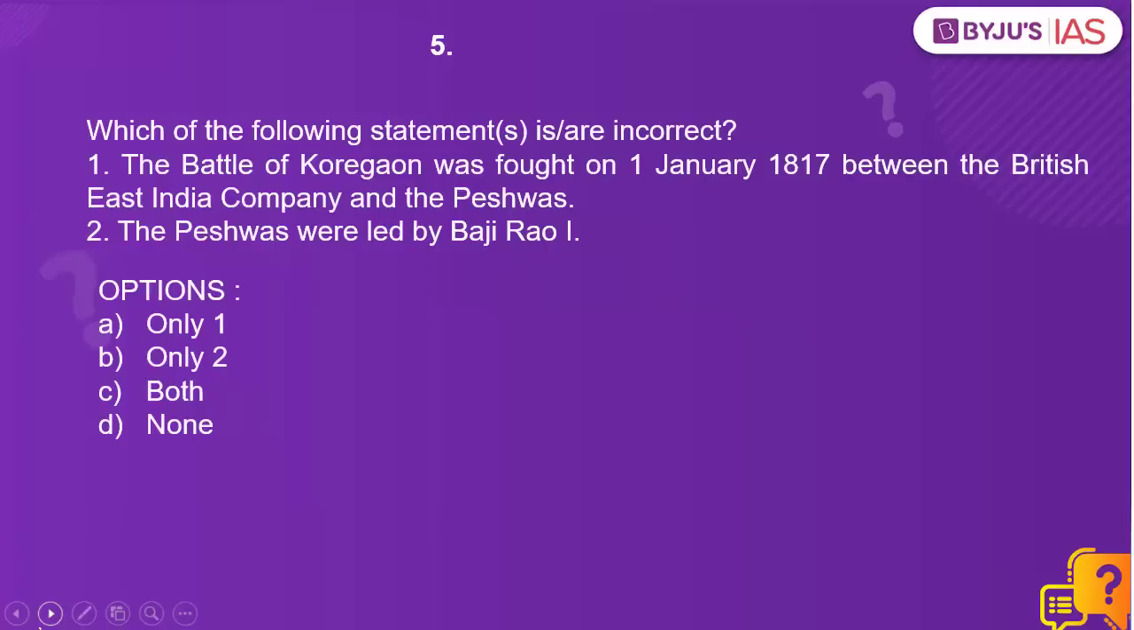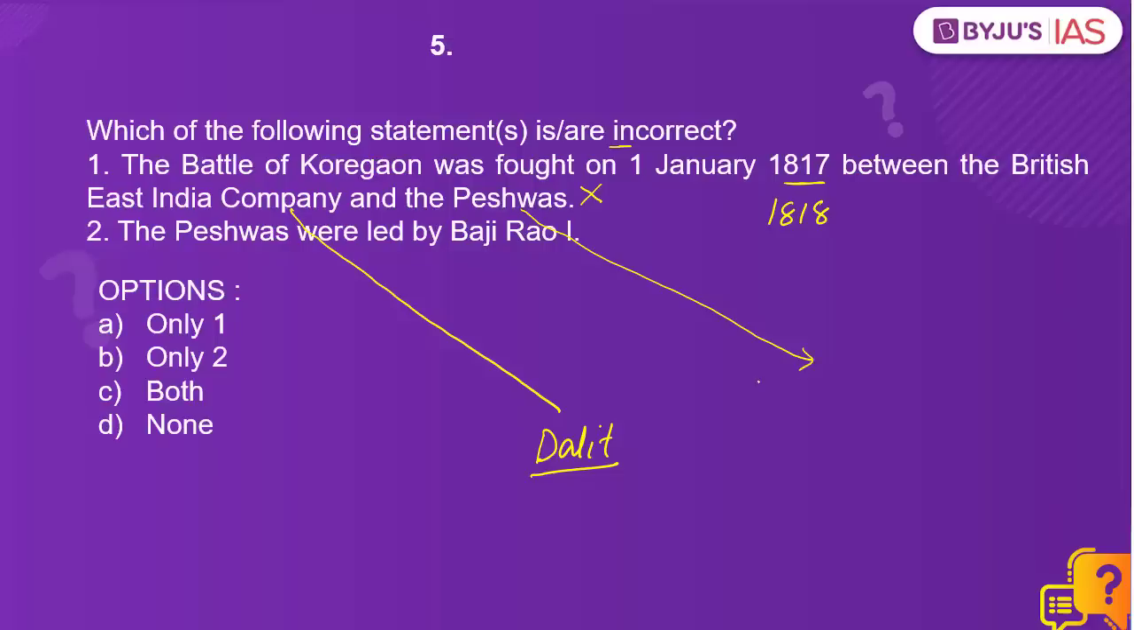Question number 5. Which of the following statements is or are incorrect? Statement number 1. The Battle of Koregaon was fought on January 1, 1817 between the British East India Company and the Peshwas. It was fought between the British East India Company and the Peshwas, but the year was 1818. And the soldiers of the British East India Company were predominantly Dalits who fought this battle, and the Peshwas were predominantly members belonging to the upper caste. And in this battle, which is considered to be one of the last battles in the Third Anglo-Maratha War, the Peshwas were defeated by the Dalits.